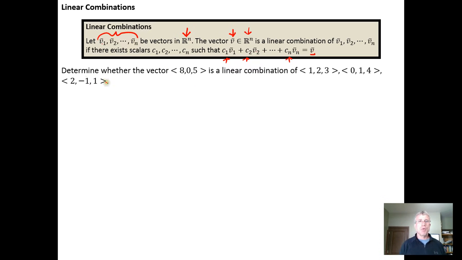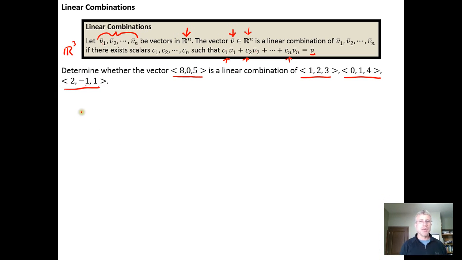So for example, we want to determine whether the vector 8, 0, 5 is a linear combination of these three vectors. So 8, 0, 5 is a vector from the vector space R3, and we've chosen three vectors from the vector space R3. We want to see, is this a linear combination of these three vectors?